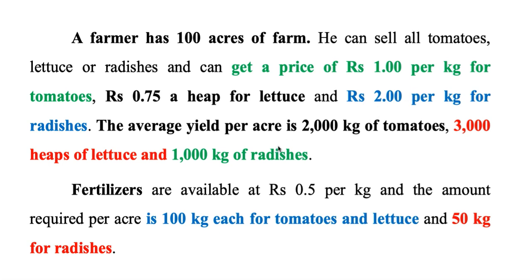Now if we talk of radish, what is the total output of radish? The total output of radish is 1000 kg, and the per kg price is 2 rupees. He is selling radish at 2 rupees per kg. 1000 into 2 rupees is how much? 2000 rupees, right? This is the income from his output from this 100 acres of farm.